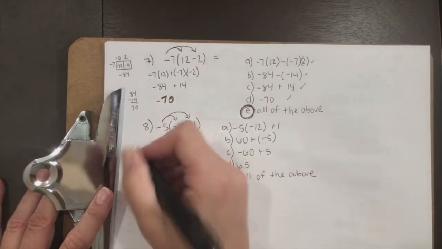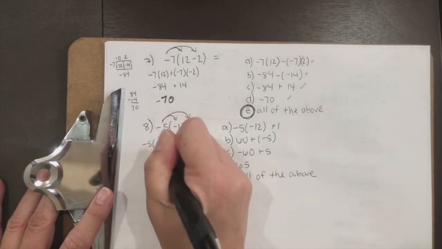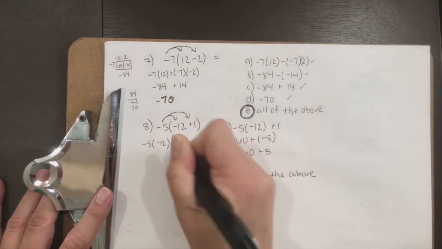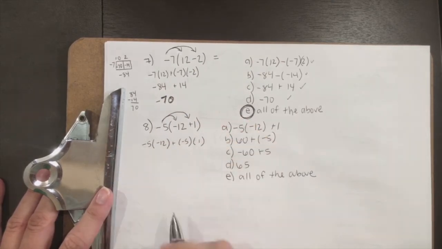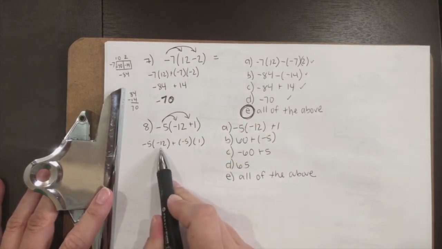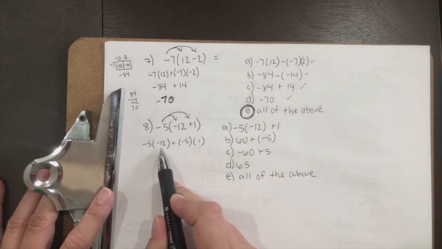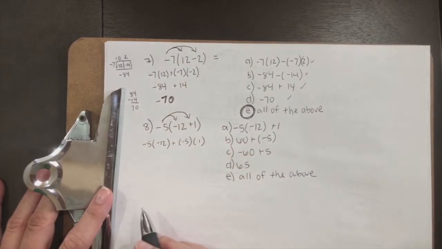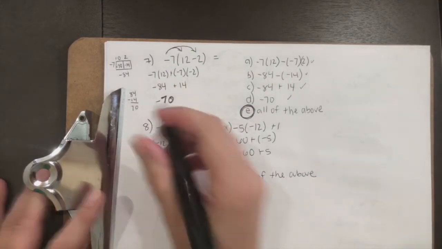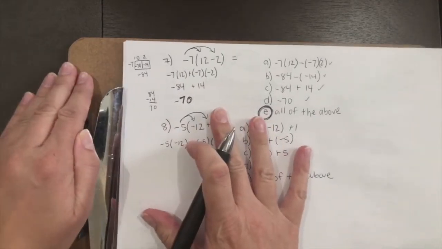Negative 5 times negative 12 plus negative 5 times 1. Negative 5 times 12. If you have not yet memorized that that is 60, that's okay, but this is definitely a good one to memorize. We can use our generic rectangle again. So let me scooch this over a little bit.